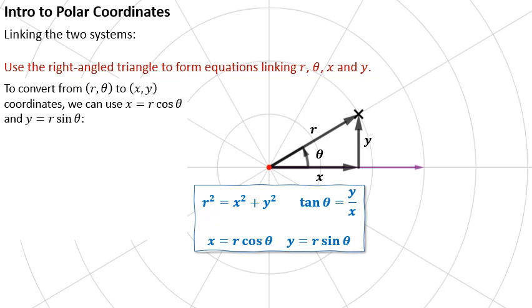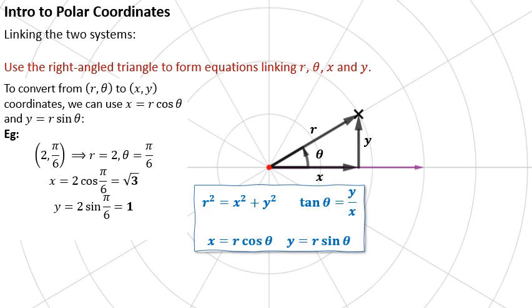If you need to convert from polar to Cartesian form, we would use x equals r cos theta and y equals r sine theta, and it would look something like this. The point (2, pi by 6) means r is 2, theta is pi by 6. If we put it into those two equations, we get x as 2 times cos pi by 6 and y as 2 times sine pi by 6. So the Cartesian coordinates would be (root 3, 1).